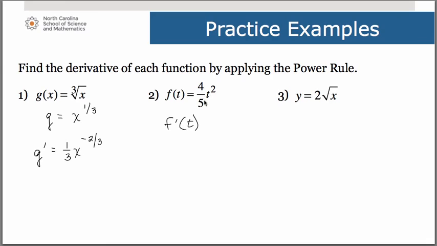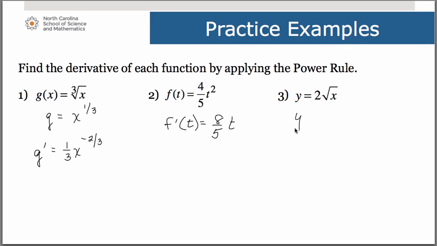So we have 4/5 times 2 is 8/5. T, subtract 1 from your exponent, and your exponent is just 1. Again, if you find it helpful to write the one exponent for a little while you're still learning this and it's still new to you, feel free to do that.